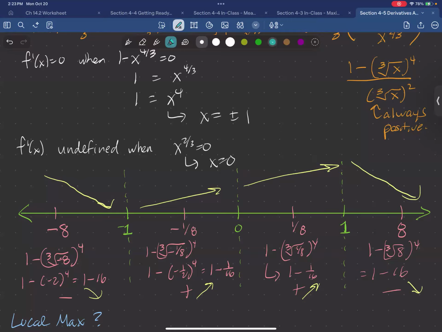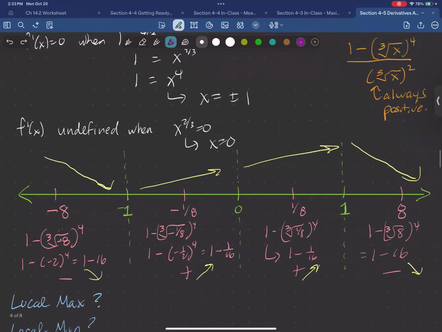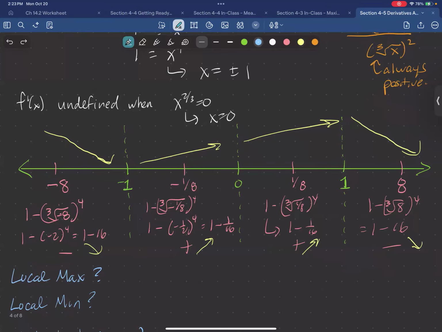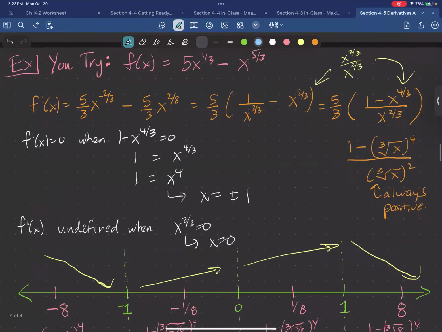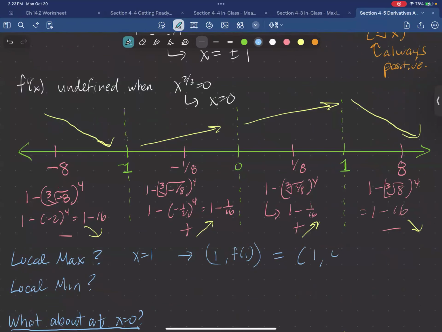So if we look at how the curve is curving, it looks like it's doing this. We've got a min at -1, and we've got a max at +1, but a big fat nothing going on here at 0. Okay? So it looks like we have a local max at x equals 1. So 1, comma f of 1. And what was our function? 5 minus 5x to the 1/3. It looks like a 4. Should be 1, comma 4.